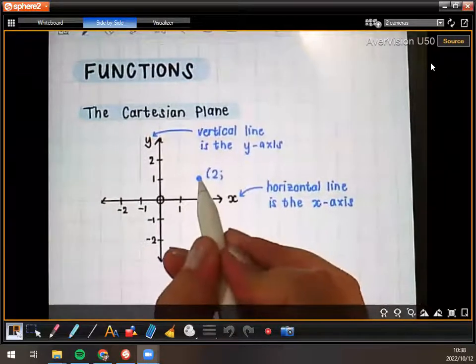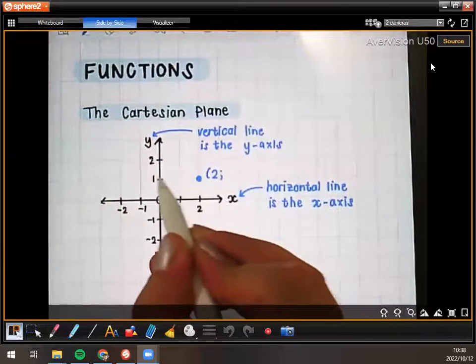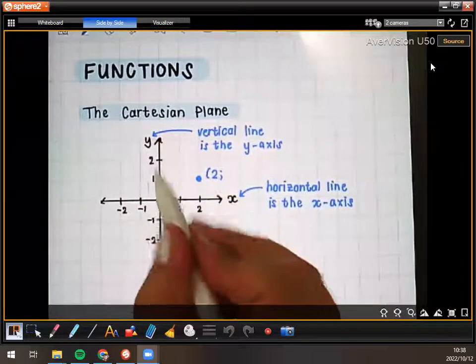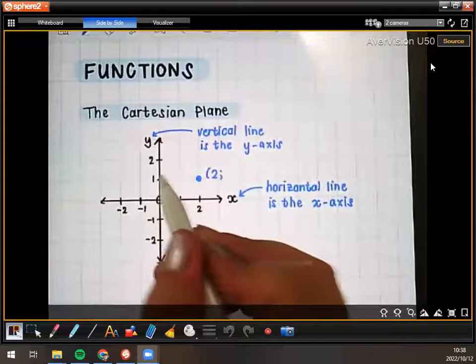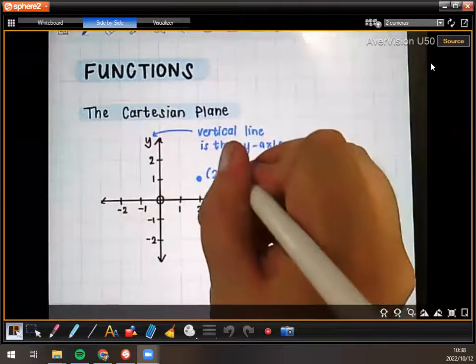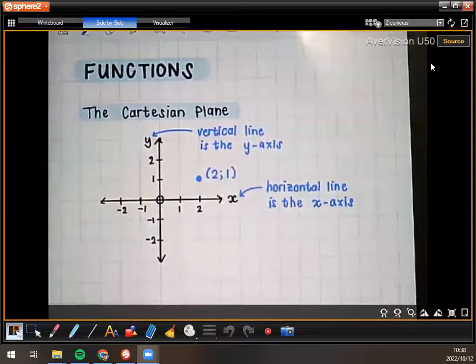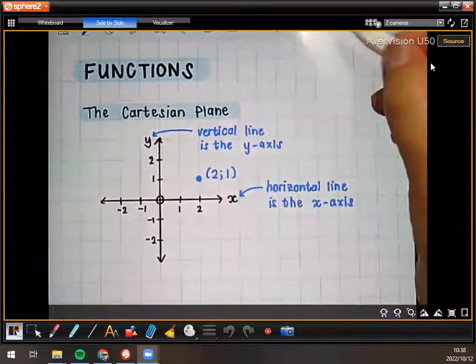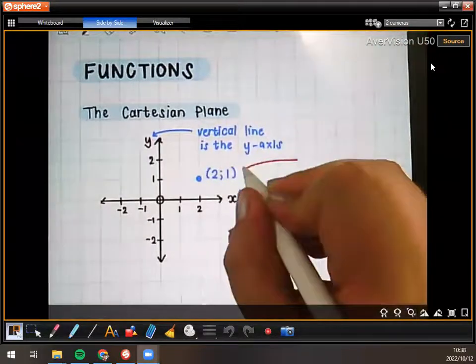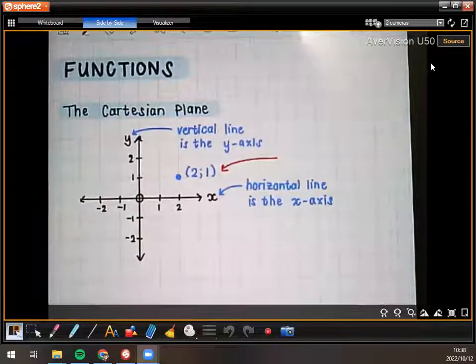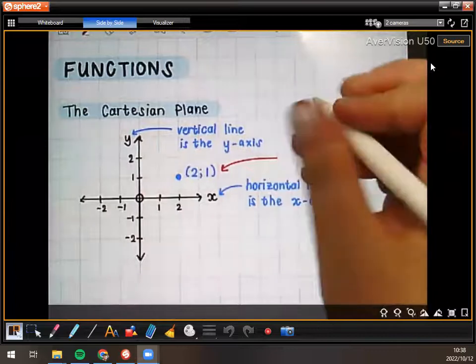So this point is directly next to a y value, right? We're looking on the y-axis at 1. So that would be the coordinate of the point. You say that we have an x-coordinate of 2 and a y-coordinate of 1. Okay, so just here, I'm going to write a little note on coordinates.